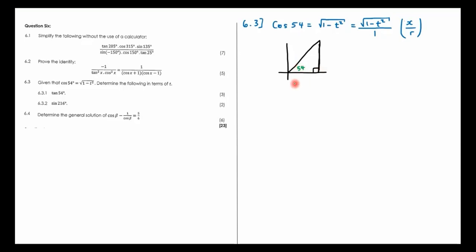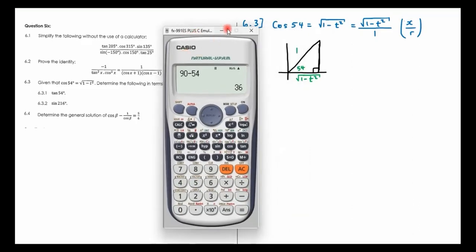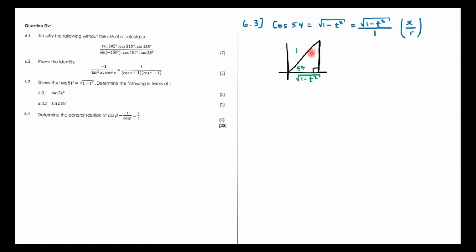And then it said adjacent over hypotenuse. So now the first thing that I need to do here is to fill in the rest. And in my triangle, I can see that I need to find an angle here which will complete the triangle. Now how do I get that angle? Always take 90 and subtract the angle that you're given there. For example, here 90 minus 54 gives me 36. So here I know that I have 36.